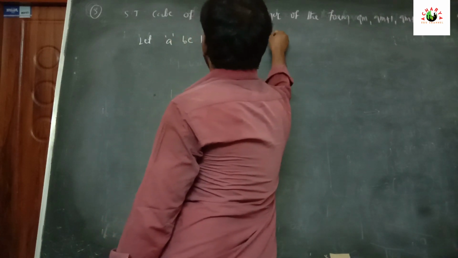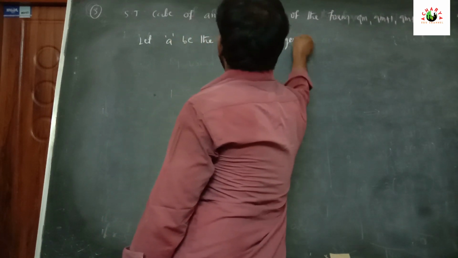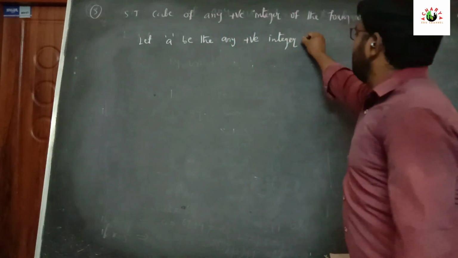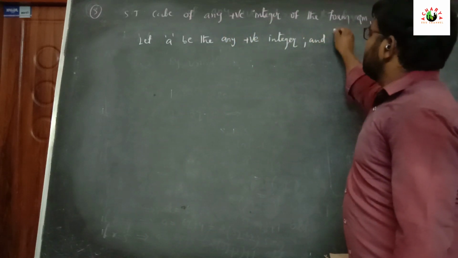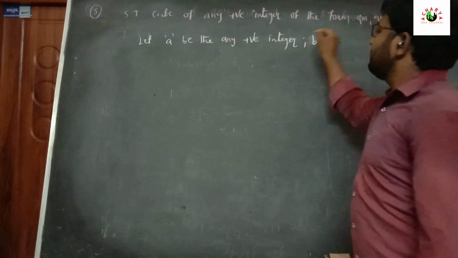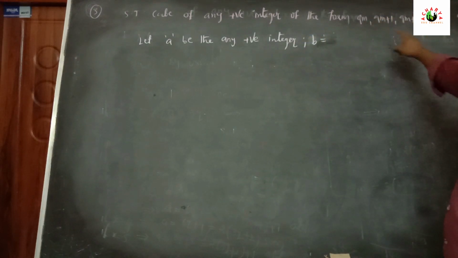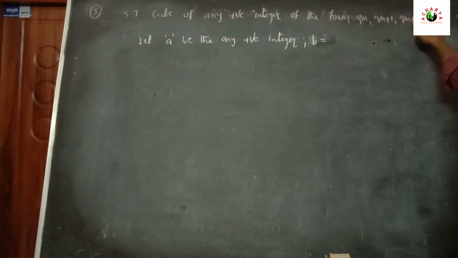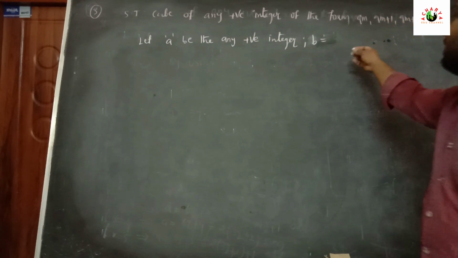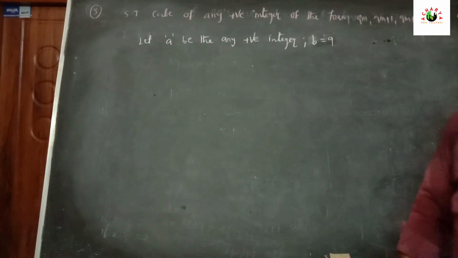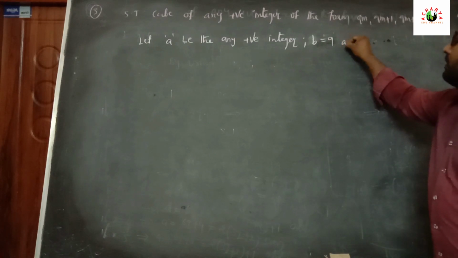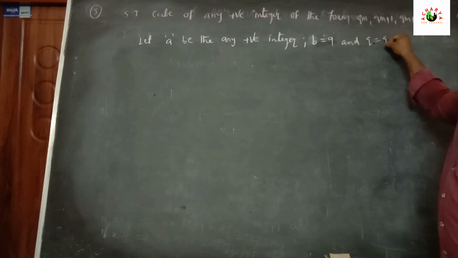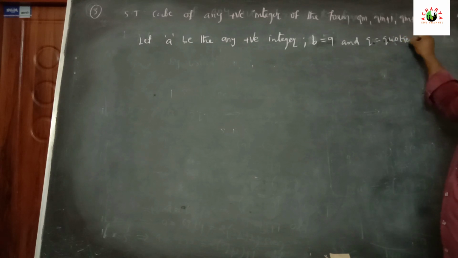Any positive integer a, and b is equal to... then what is the value of b here? Same, a is equal to bq plus r. Then what is the value of b? The value of b is equal to 9, and q is what? Q is quotient. Q is always quotient.